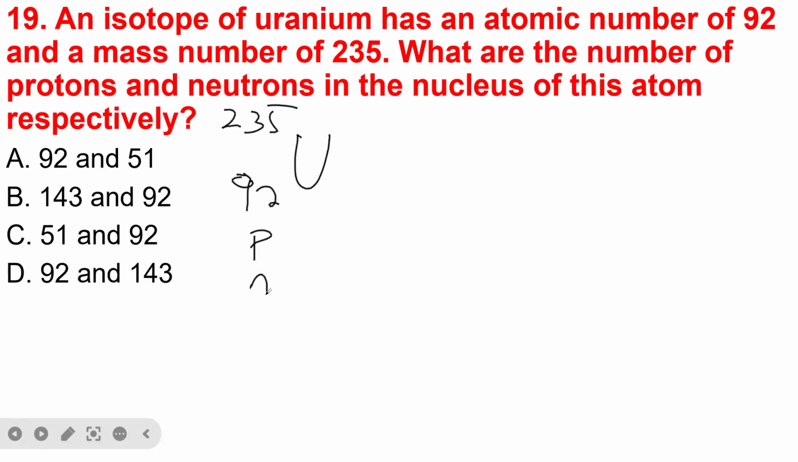How do we calculate the number of protons? The atomic number is 92. The atomic number is the number of protons present in the nucleus of the atom, meaning the proton number and atomic number are the same. If the atomic number is 20, then the proton number is 20. Here the atomic number is 92, so the proton number is going to be 92.